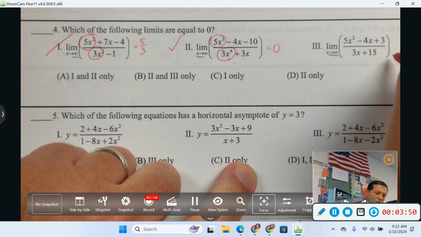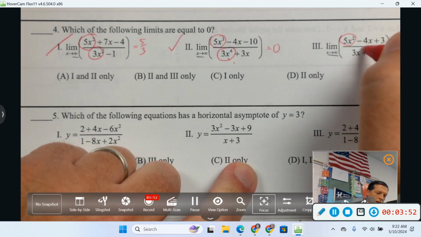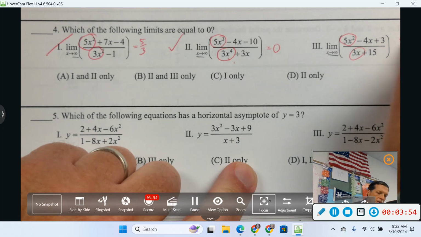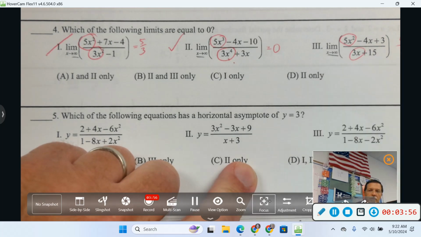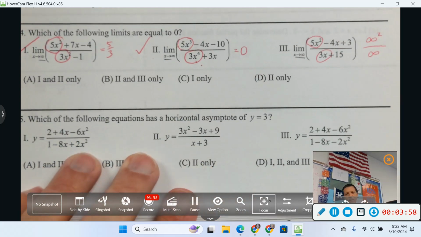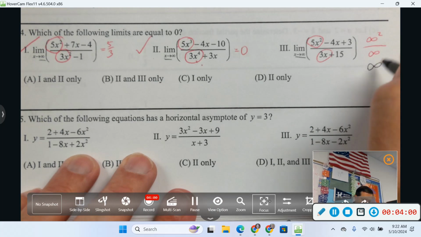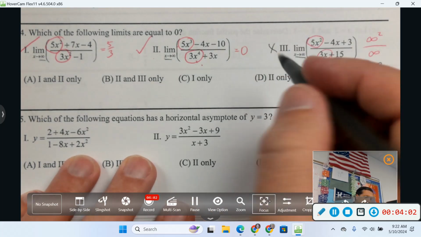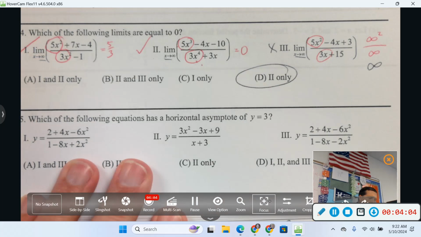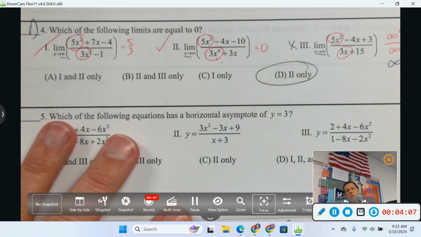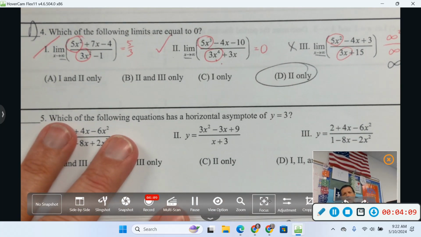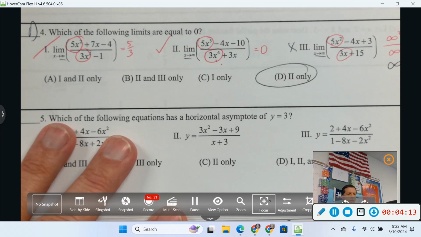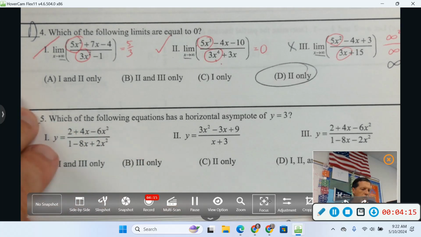And number 3 is kind of the opposite problem. X squared in the top is like big infinity. 3x in the bottom is infinity, but not that big of an infinity. So this is headed off to infinity. So only number 2. We could have used the L'Hopital rule on those, but it's just easier to do top no, bottom O equal co.